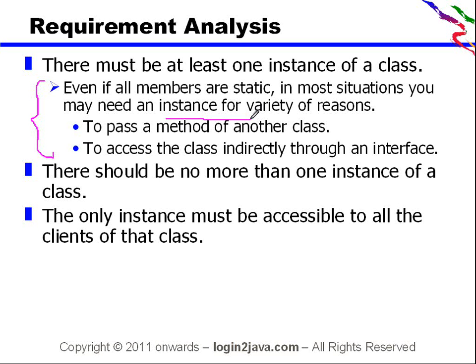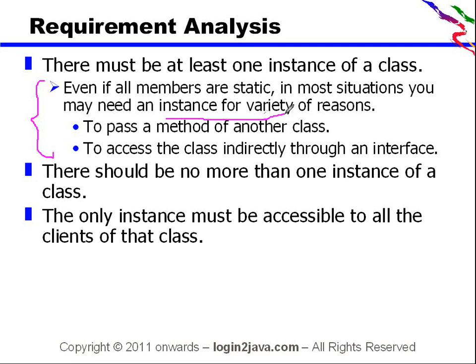an instance because of maybe a situation to pass it to a method of another class? We need an instance if we are implementing an interface, because a static class cannot implement interface methods. So you need a single instance in that particular situation. We will see some examples.